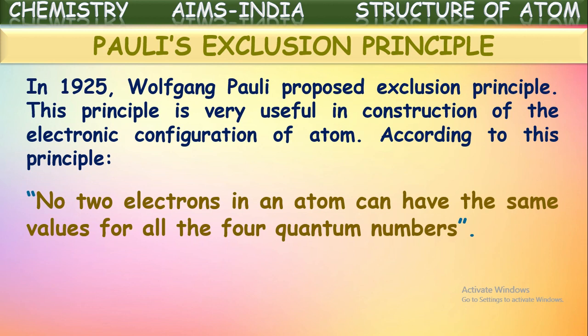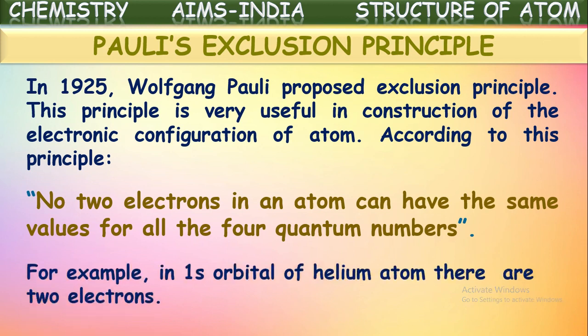Well, let us see this with an example. For example, in the 1s orbital of the helium atom, there are two electrons, isn't it? Yes, helium has atomic number 2 and its configuration is 1s2. That means the 1s orbital of helium has two electrons.